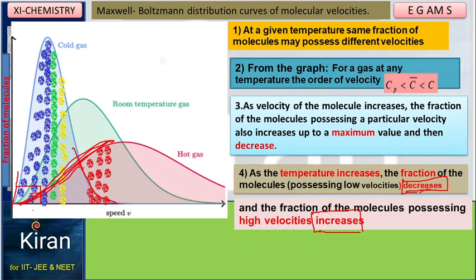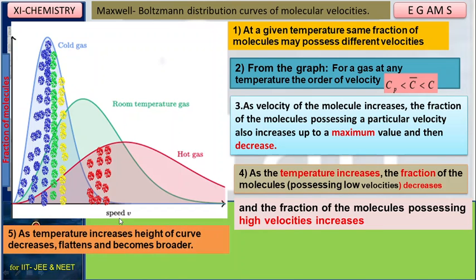See here, here 1, 2, 3, 4 only are there. When temperature increases, the high velocity molecules fraction also increases. The number of molecules increases. Temperature increases, some of the molecule fraction decreases. Low velocity molecules number decreases, high velocity molecules number increases. That indicates the fourth point.